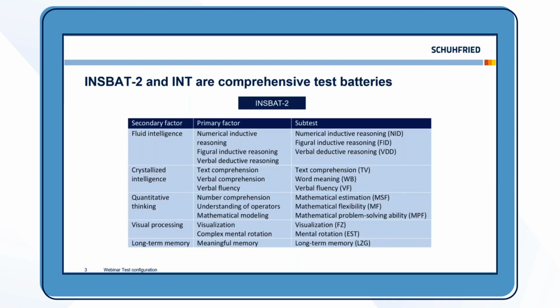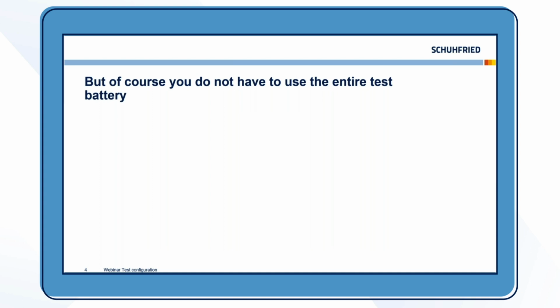INSBAT and INT are comprehensive test batteries. INSBAT-2 measures 5 secondary factors and has many subtests. Administering the entire INSBAT-2 would take more than 3 hours, which not only takes a long time, but can also be a strain for participants, and you often already know which skills are of interest to you and which are not. So, of course, you do not have to use the entire test battery.